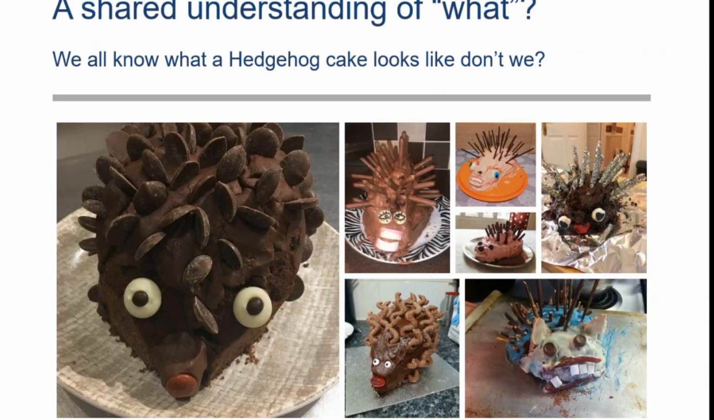So in order to do that, we need a shared understanding of what we're trying to implement. So the question is, we all know what a hedgehog cake looks like, don't we? And we probably all had a hedgehog cake as a birthday cake when we were kids. But as this variety of different attempts shows us, not everybody can make a hedgehog cake look quite the same as each other. And so in terms of our implementation understanding, not everybody has the same idea or the same ability to implement that idea as everybody else.